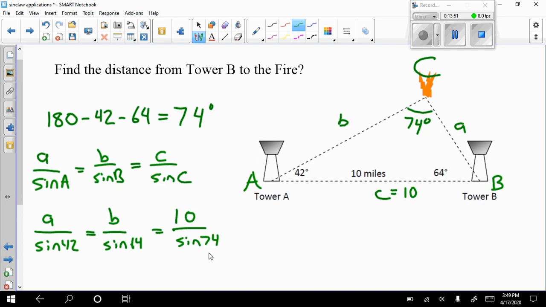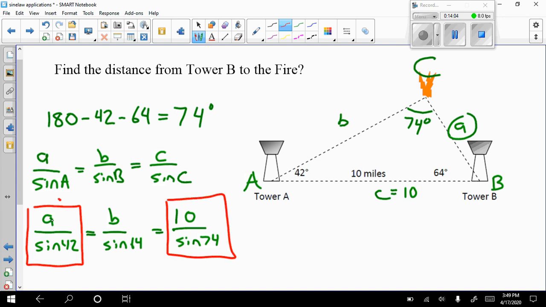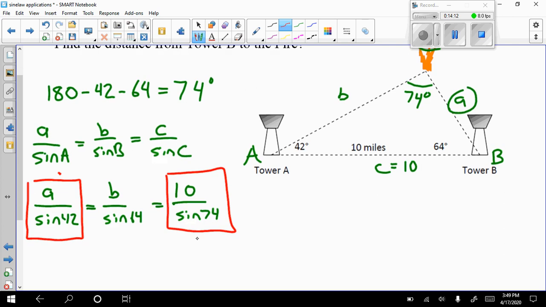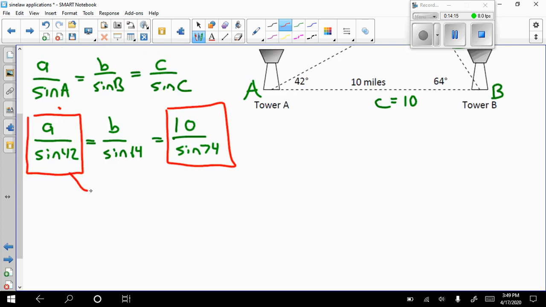Now, we're interested in the distance from tower B to the fire, which is little a. So look at this. I really want to use this one and this one. The reason why I want to use this one is because it's got my little a in it, which is my unknown. And the reason why I want to use 10 over sine 74 is that I know both parts of that ratio. So I'm going to put those together and use those to solve this. So here we go. A over sine of 42 is equal to 10 over sine of 74.